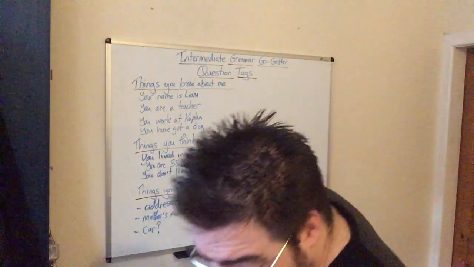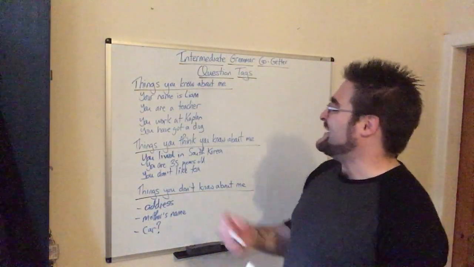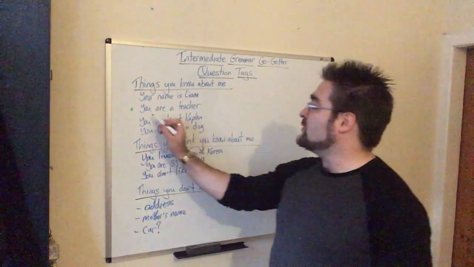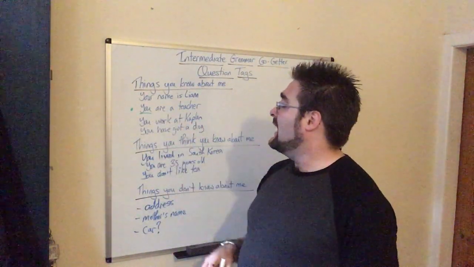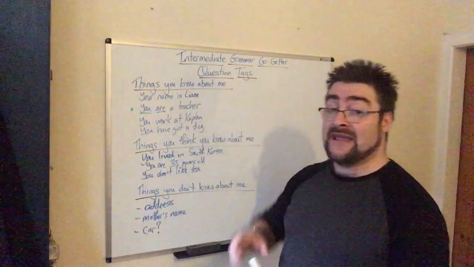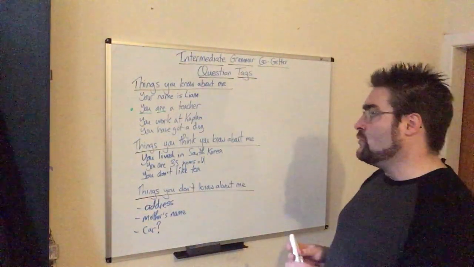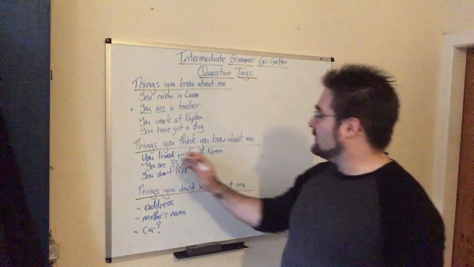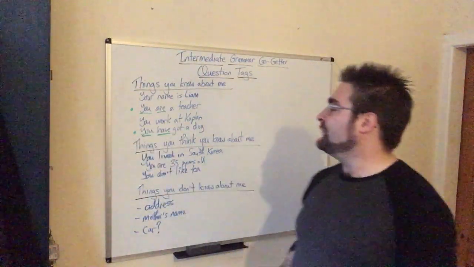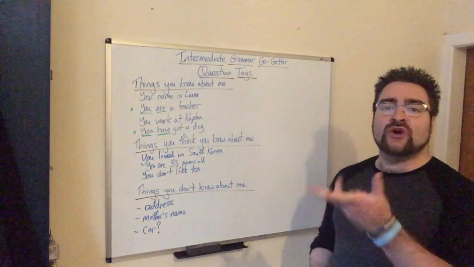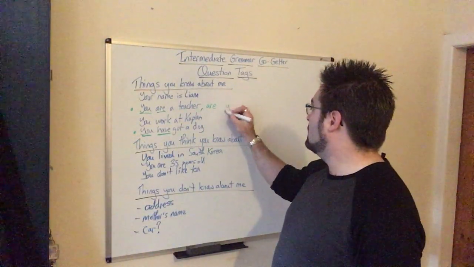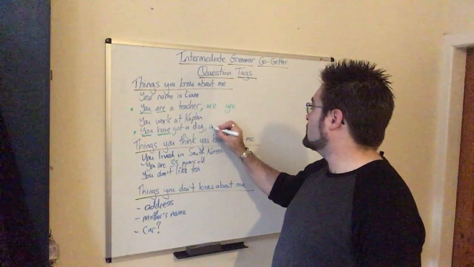So, first of all, let's start with an easy one. Let's start with this. Now, what we need to do is we need to get the subject and we need to get the auxiliary verb. In this case, it's a main verb, but we can use it as you are. And let's do this one as well. You have. And we need to turn them around. So, it looks like this.